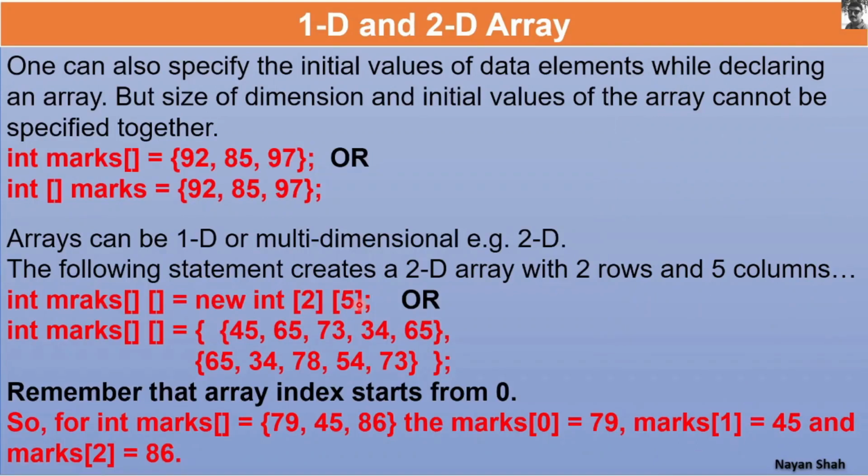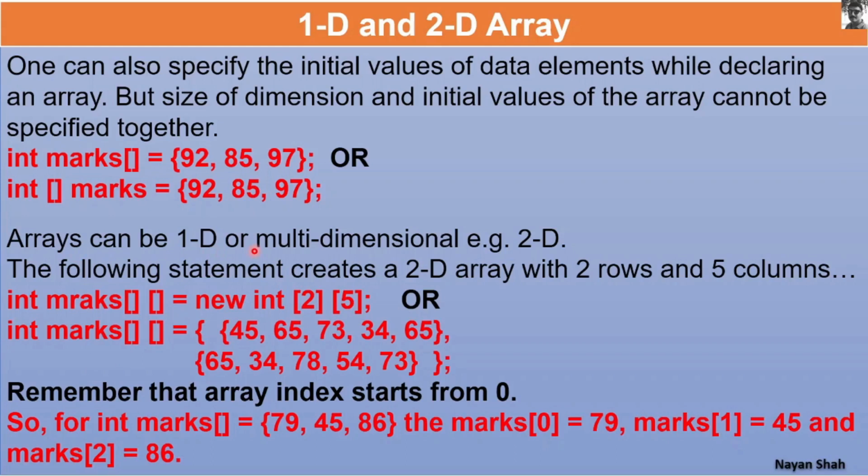1D and 2D arrays. One can also specify the initial values of data elements while declaring an array. We've already seen that also. But the size of a dimension and initial values of the array cannot be specified together. That means I cannot write int marks[5] or [3] equal to this, because either I should specify values or I should specify the size.